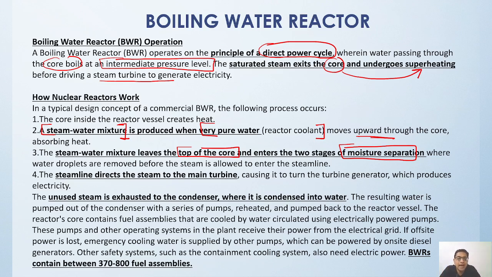Then this steam line runs the main turbine, and whatever unused steam remains is sent to the condenser, where it condenses back into water. This resulting water is pumped out of the condenser. There are a lot of pumps there. The reactor core, which has fuel assemblies, is cooled by the water circulated using pumps. We have around 370 to 800 fuel assemblies inside the boiling water reactor core.